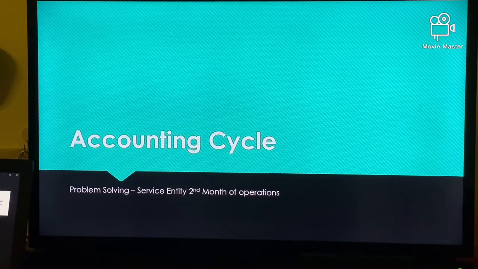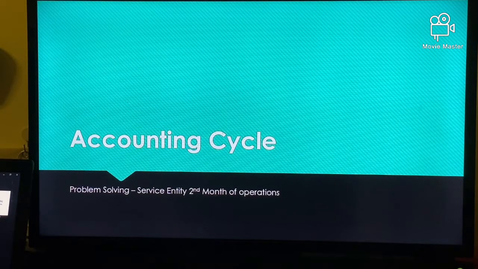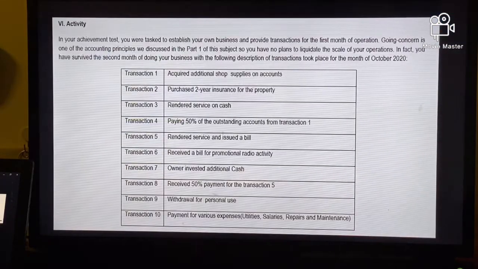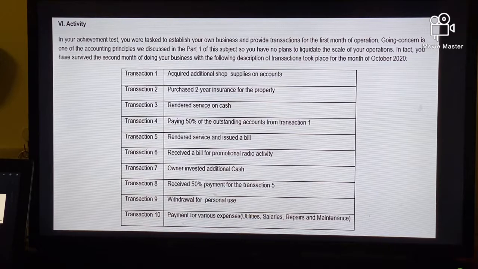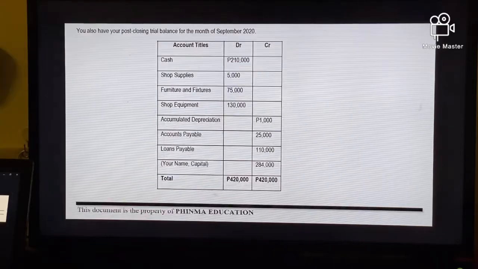For the second part of our accounting cycle, we'll proceed with the general journal. We are currently solving a service entity on its second month of operations. As a review, this problem comes from FINMA Education, and these are our transactions and the journal entries we created.